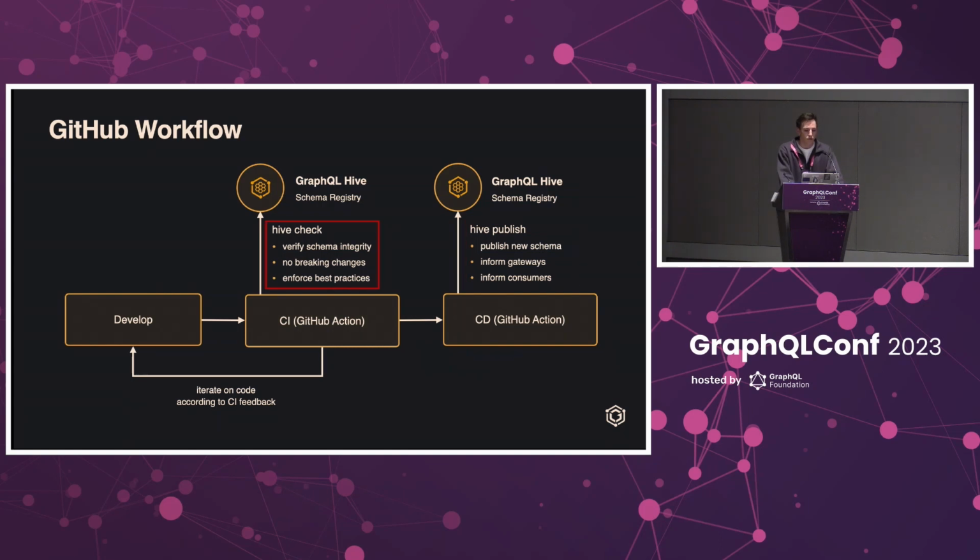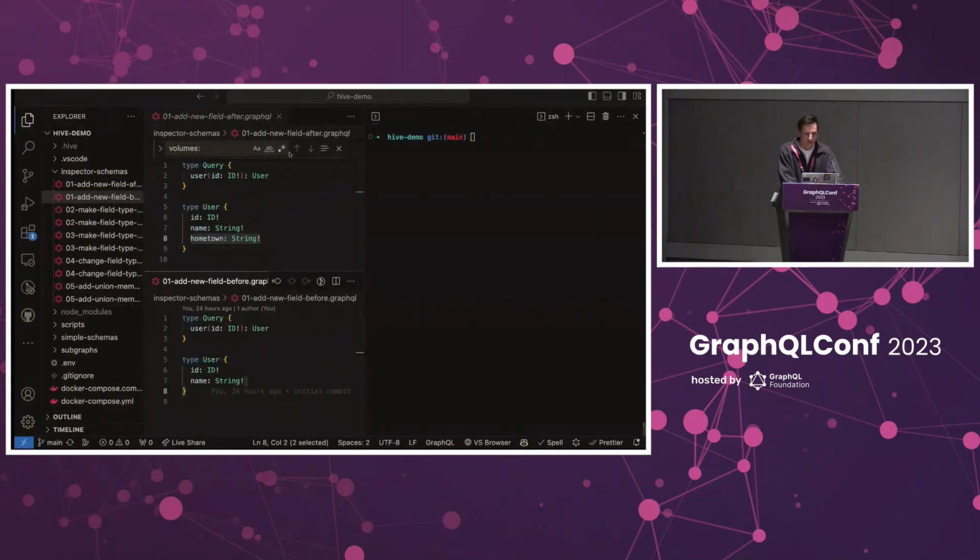So with GraphQL Hive, this is done with two commands. You also have a CLI for Hive, similar to GraphQL Inspector, but instead of running locally, the Hive CLI will actually connect to the schema registry and then also run logic there. So all these steps that I just mentioned will actually be executed on the schema registry and not within the GitHub action. I mean, the GitHub action will trigger the check runs.